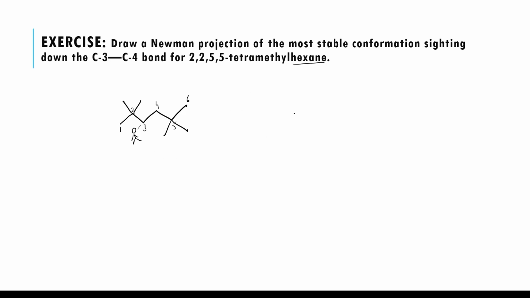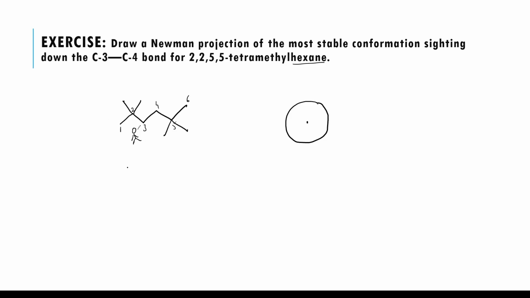So basically, if we draw a Newman projection, the most stable conformers are always staggered conformers. So we have to draw a circle representing the back carbon, or carbon 4, and we should have a front carbon, generally the center of the circle, which is carbon number 3. Okay, so let's identify what we have at carbon 3 and at carbon 4.